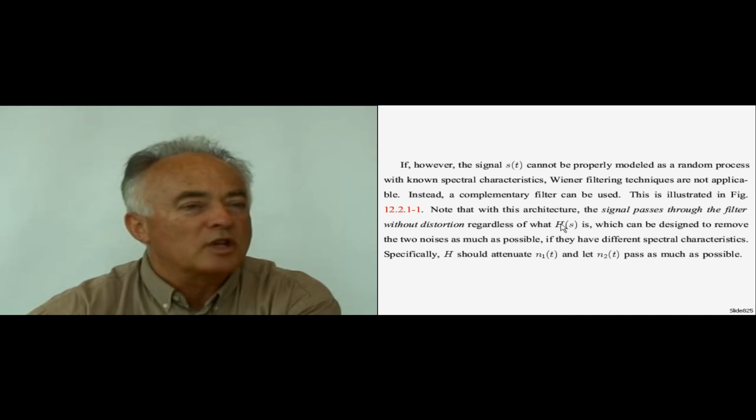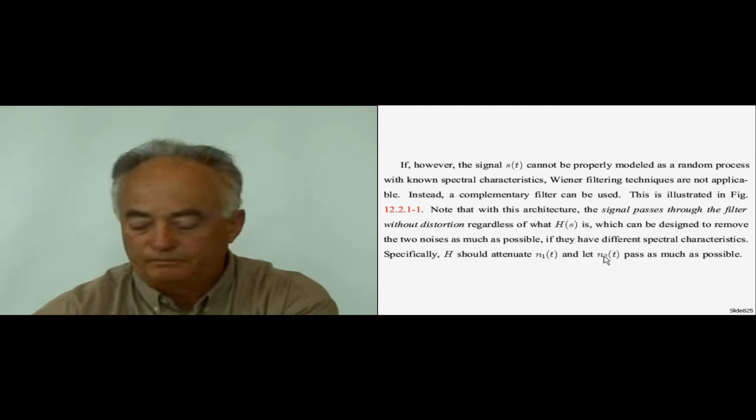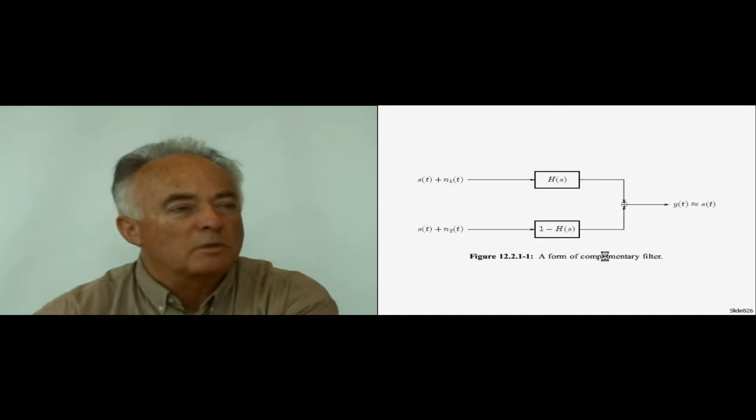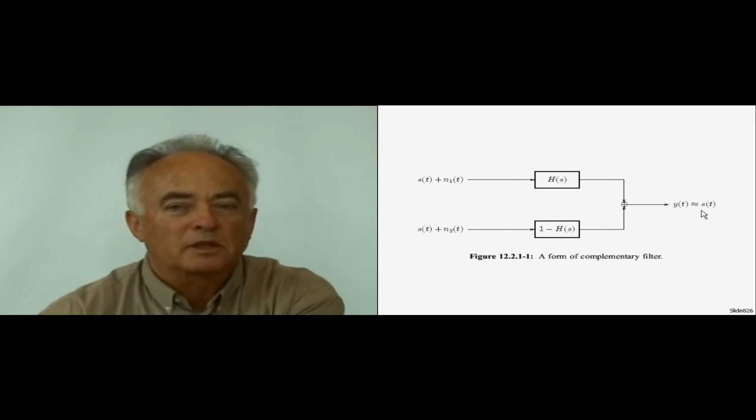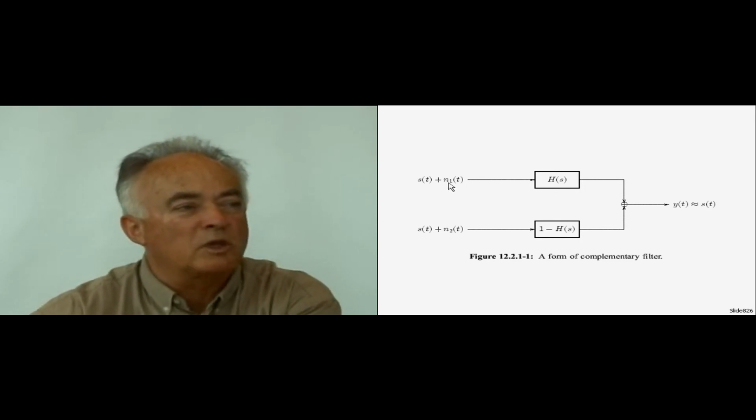So H is designed to remove those two noises if they have different spectral characteristics. H would attenuate N1 but let N2 pass as much as possible. Therefore, 1 minus H will attenuate N2. So with this complementary filter, H attenuates N1. It does not attenuate N2, but then 1 minus H attenuates N2, so we manage to reduce the effect of both noises and recover the signal just by knowing the spectral characteristics of N1 and N2, which have to be different.